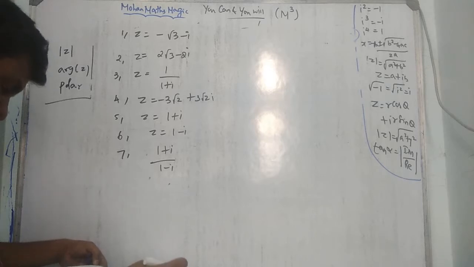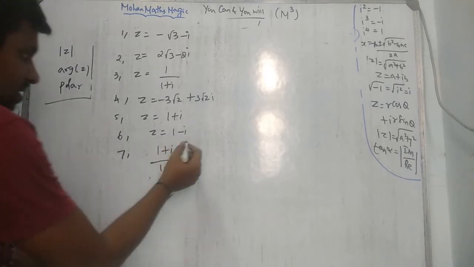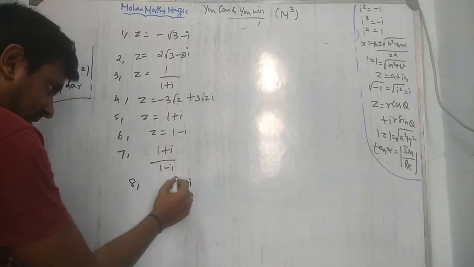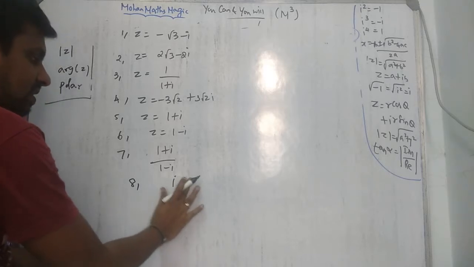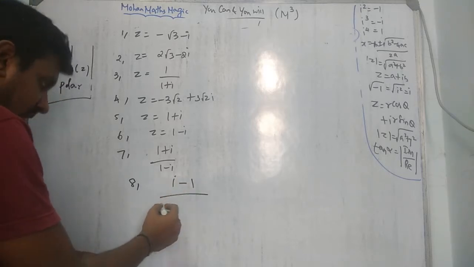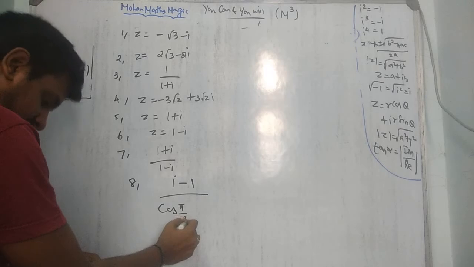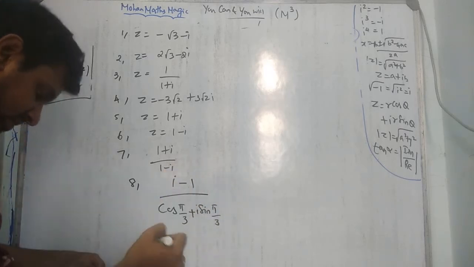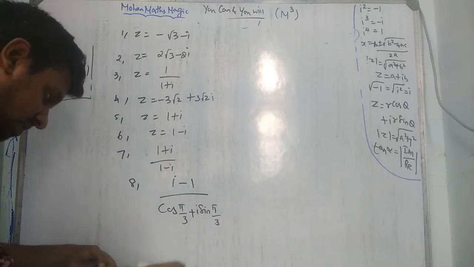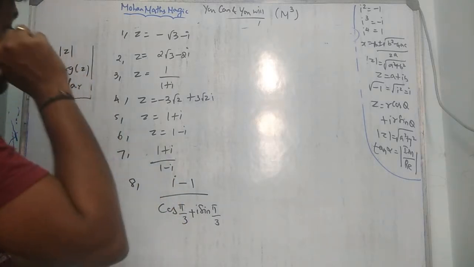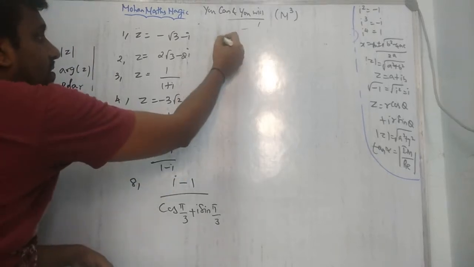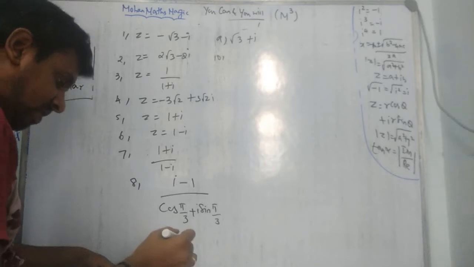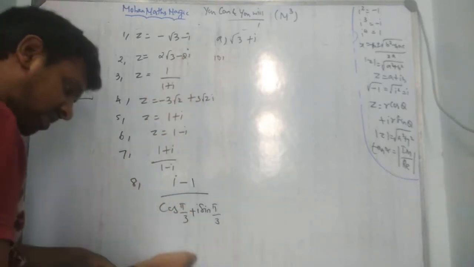Next, eighth sum: 1 upon cos 60 degree plus i sin 60 degree. Next, root 3 plus i. Have I given root 3 plus i? No. So the 9th sum is root 3 plus i. The 10th sum is 1 minus i, which I have given already.